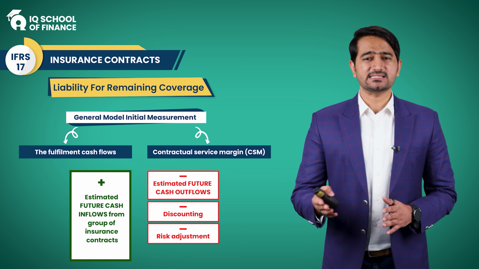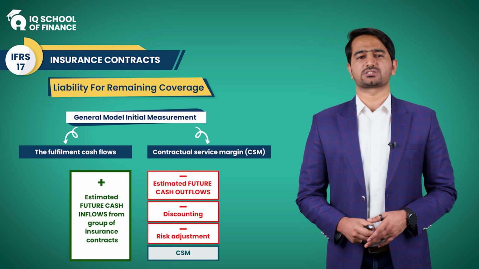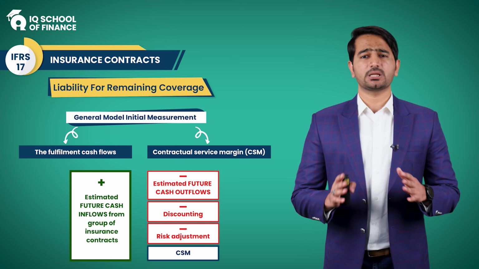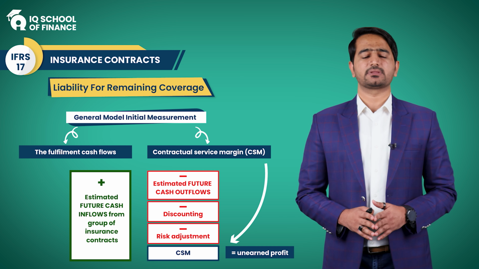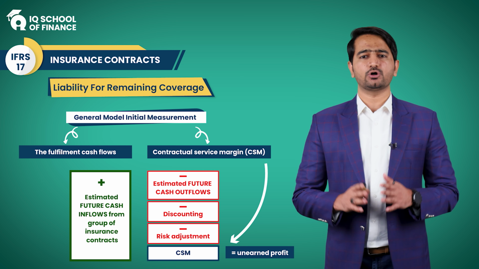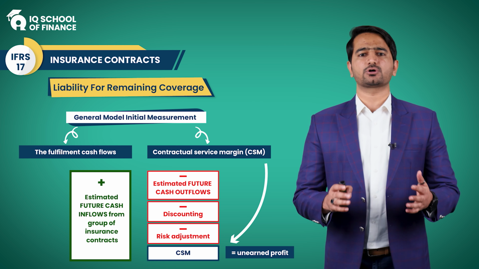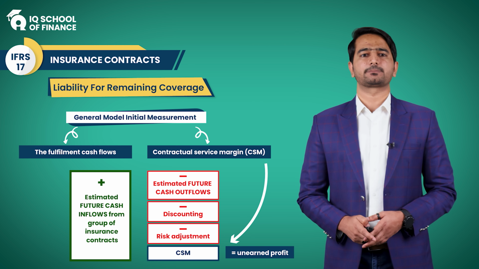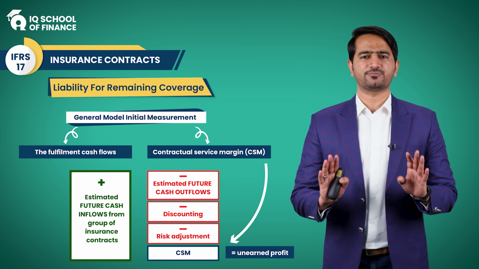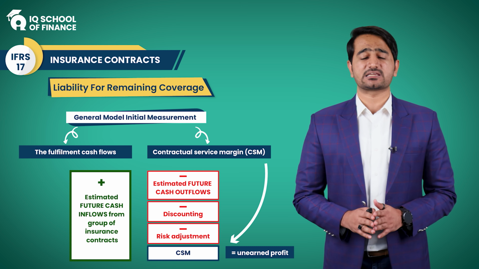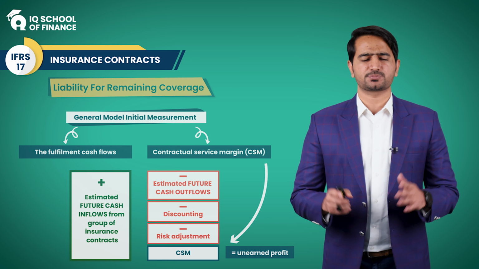The balance between these inflows and outflows is what forms the contractual service margin. Essentially, this margin represents the unearned profit from the group of insurance contracts at the initial recognition. It is calculated as the negative value of the net fulfillment cash flows, meaning the total should net to zero for the contracts that are considered profitable. This process ensures that the financial position initially reflects no profit for these contracts, in line with the IFRS 17 principle of recognizing profit over the coverage period as the service is provided.